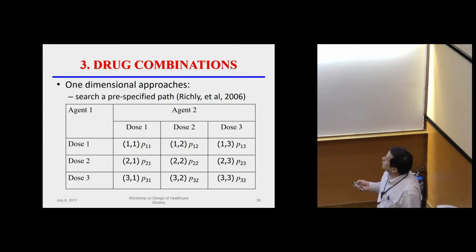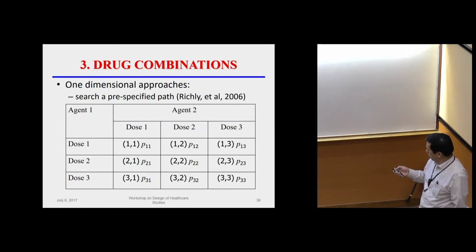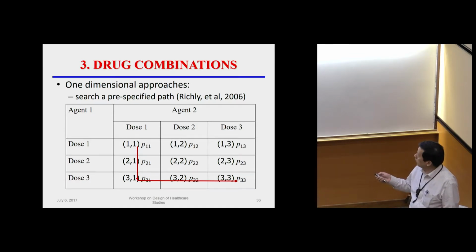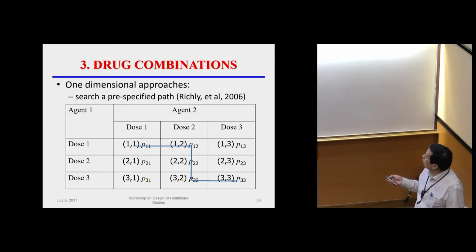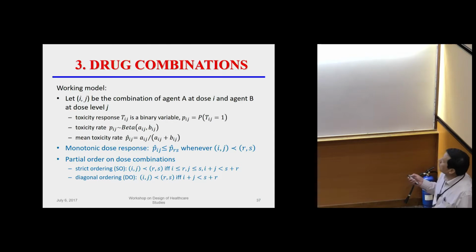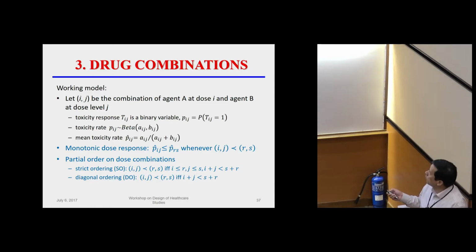So here, what we do is we copy what we proposed before. We put Pij as the toxicity rate, and we assume there's some monotonicity relationship, which is a partial relationship. One approach you can do is one-dimensional, right? You fix one dose and go there, or you can fix another dose. So what we do here is we just extend the same model. We assume Ij as the dose combination, you have binomial response for toxicity, use a beta prior, and the only difference is that monotonicity is based on the partial ordering.